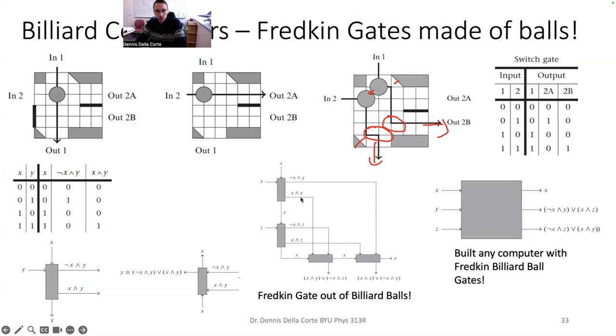So anyway, that's it for today. Next time we're going to look into actual quantum gates, but hopefully this sets the stage for it well. See you then.